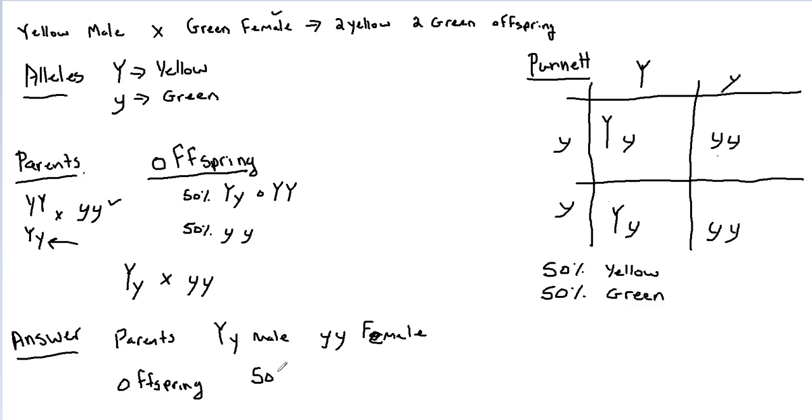50% of those are going to be heterozygous. That's their genotype. The phenotype would be yellow, obviously. And 50% of them are going to be the recessive, the little y, that's going to be 50% green, but it just wanted the genotypes. So there we go. Another question solved.